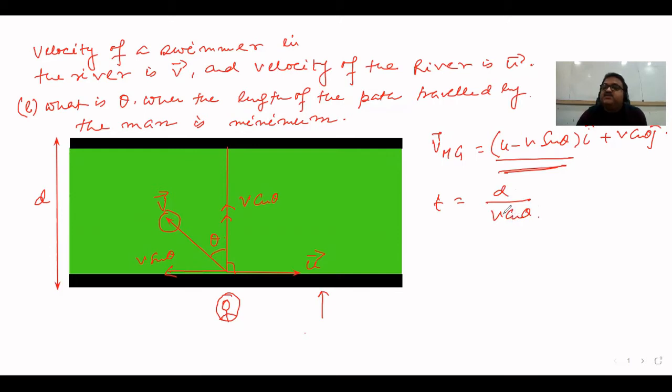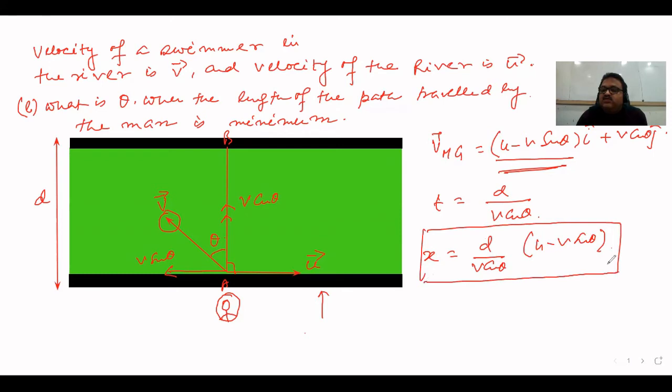Now, what is the value of the drag? Drift means shifting away from B, suppose this is A and this is B. It is called drift or drag. Let this value be x. Which component is responsible for that? The i component. So what should I write? Distance equals speed into time, that is (u minus v sin theta) times d by v cos theta.